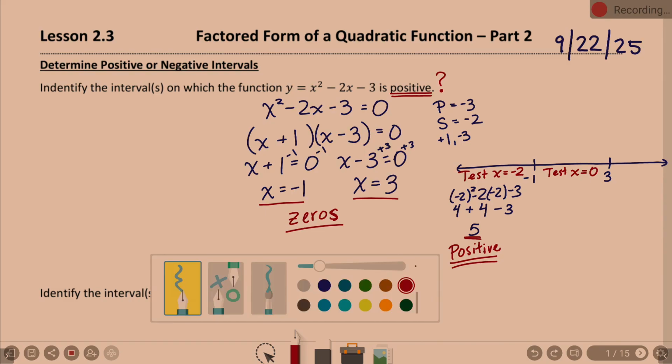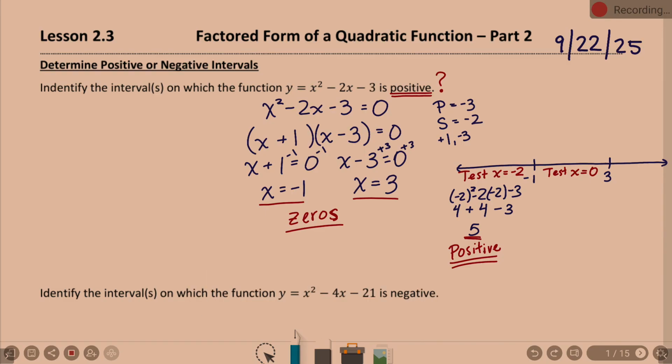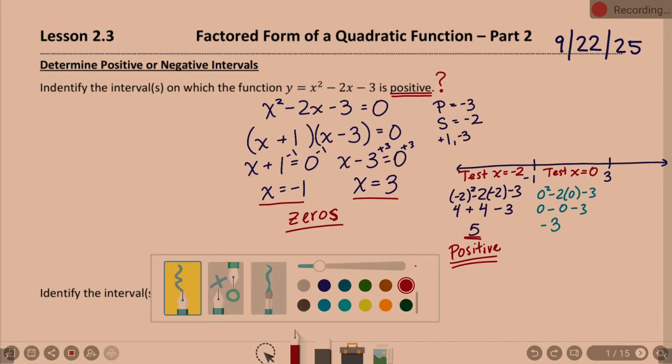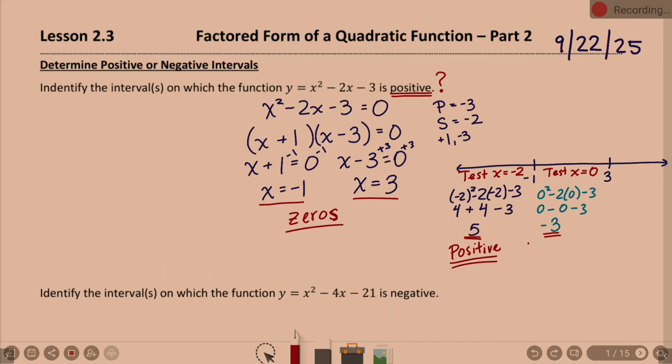So, okay, plug it in. So if I plug in 0, 0 squared minus 2 times 0 minus 3. What is 0 minus 0 minus 3? And that is -3. What do you know about -3? It's negative. So right here, we know that this interval is negative. Okay? So this interval is not going to be part of my answer.